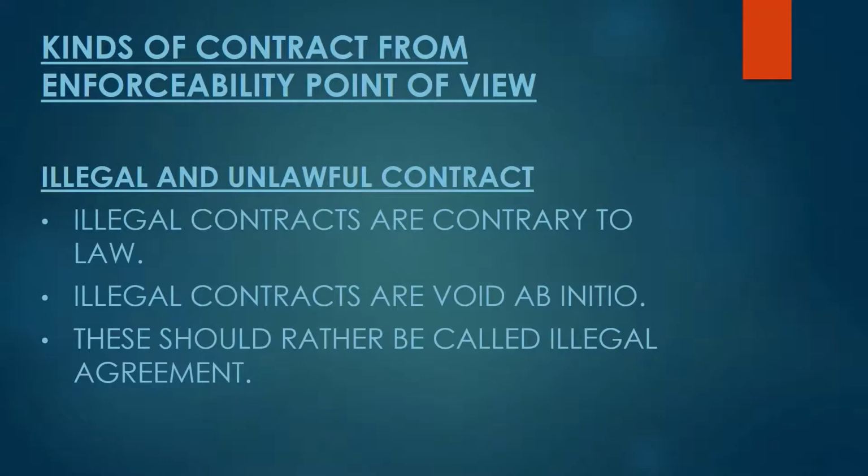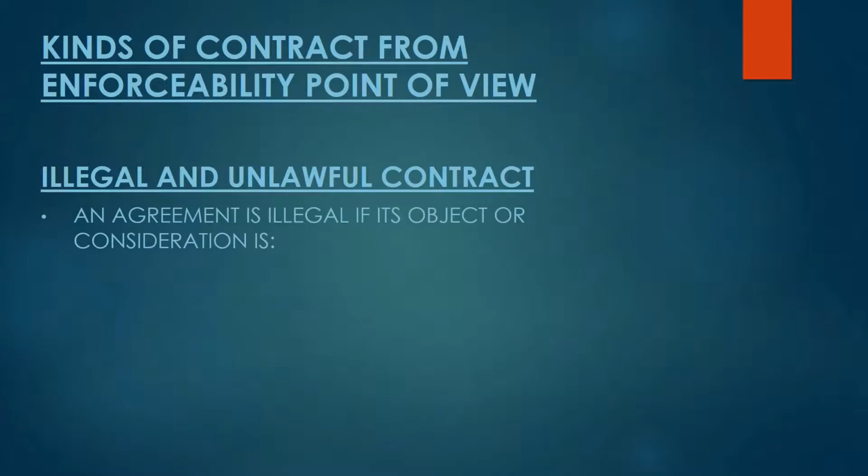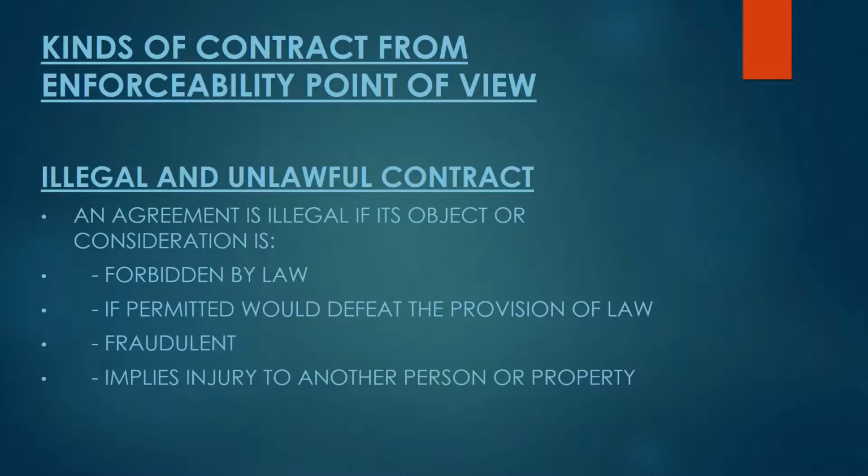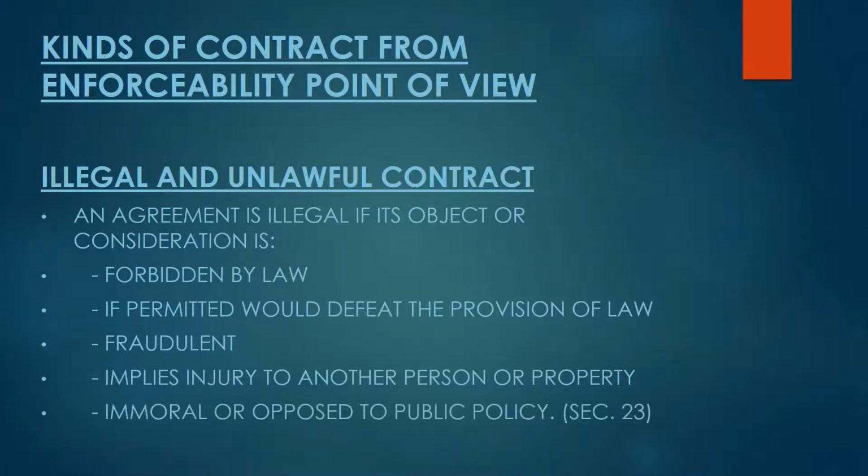An agreement can be said to be against the law if it is forbidden by law, if it is permitted, it would defeat the provision of law, it is fraudulent, it implies injury to another person or property, or it is immoral or opposed to public policy. Remember these five points under section 23. All of these fall under section 23, right? So an object or an agreement would be illegal if it is covered under any of these points, right?